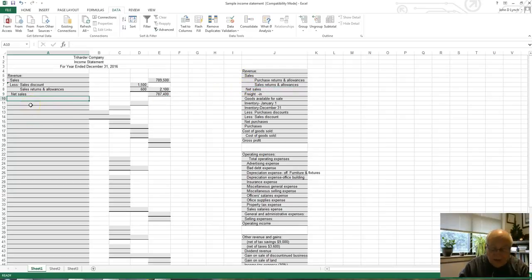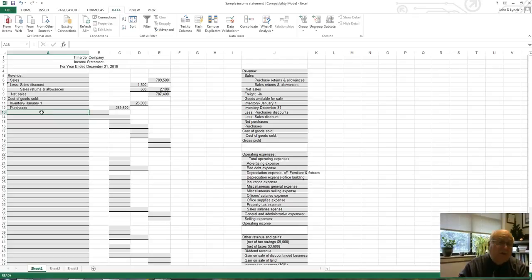Then after net sales, the next section will be the cost of goods sold section. So we do the cost of goods sold, and that's made up of your beginning inventory. So it's inventory as of January 1st, and that is $26,000. You notice I have a 1, 2, 3, 4 column, and this is in the third column. You work your way over. Then after beginning inventory, we have purchases, which is going to amount to $289,500.